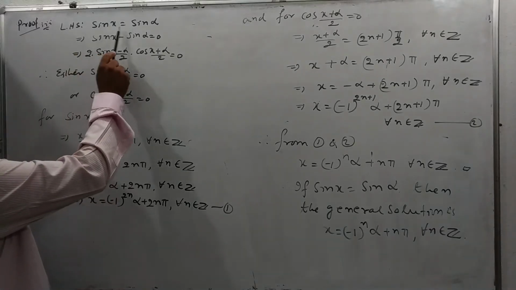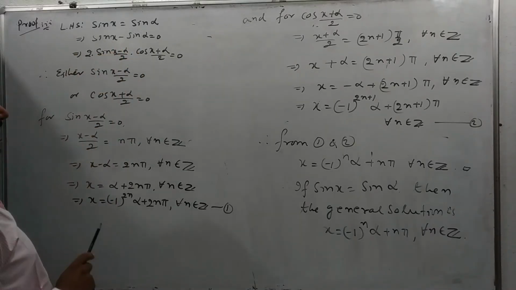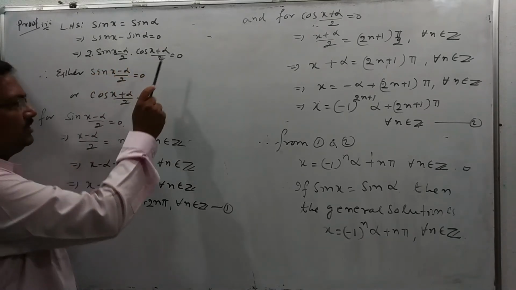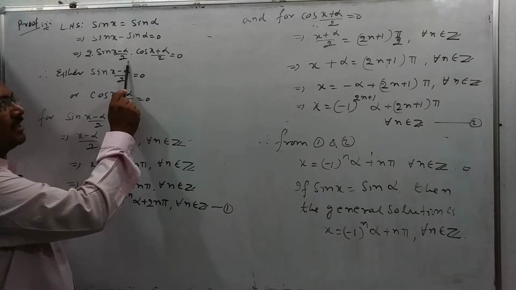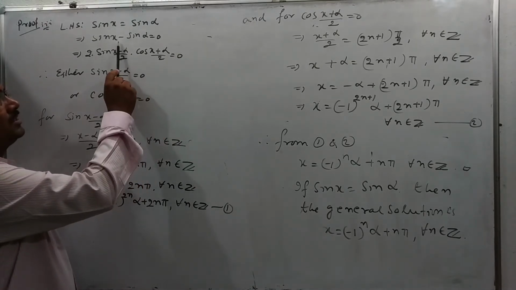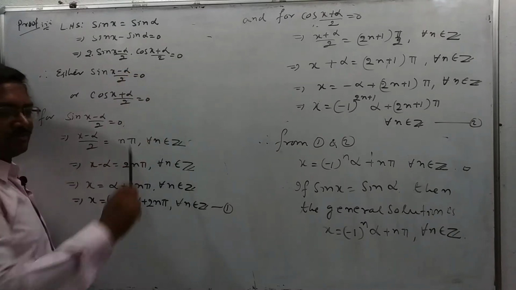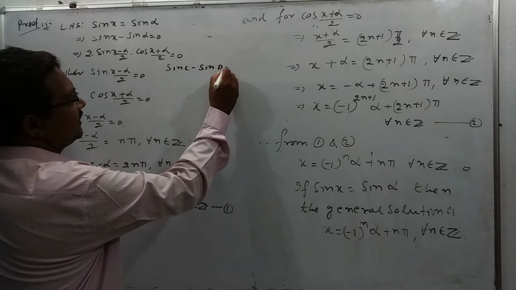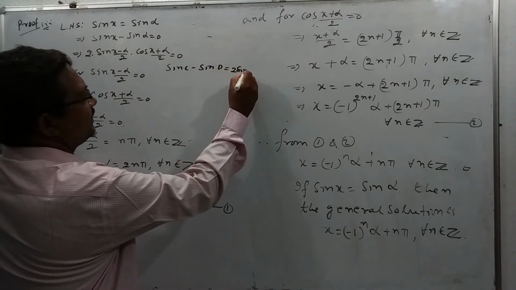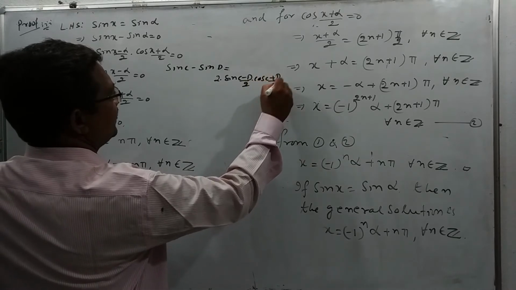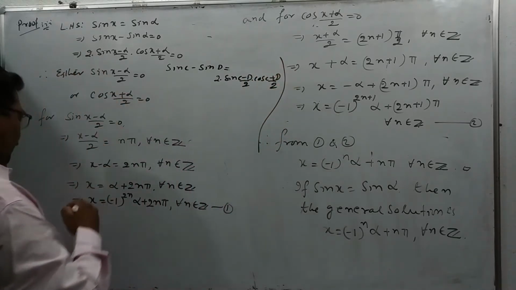Come to the third. Sin x equal to sin alpha. So sin x minus sin alpha equal to 0. That gives 2 sin((x minus alpha) by 2) cos((x plus alpha) by 2) equal to 0. We used the sin c minus sin d formula: sin c minus sin d equal to 2 sin((c minus d) by 2) into cos((c plus d) by 2). This is the formula we applied here.